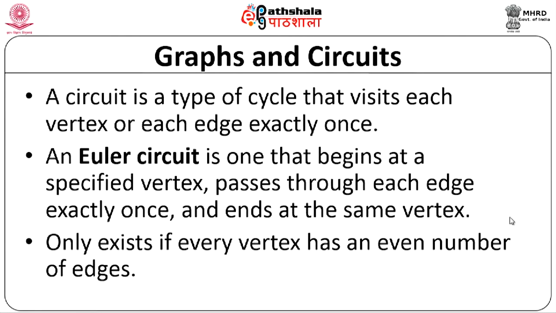Then you have a circuit. A circuit is a type of cycle that visits each vertex or each edge no more than once. And then an Euler circuit is a special case of circuit. Here you start at a specified vertex, pass through each edge exactly once, and end at the same specified vertex. So, that is an Euler circuit. It only exists if every vertex has an even number of edges, otherwise you cannot form the Euler circuit.